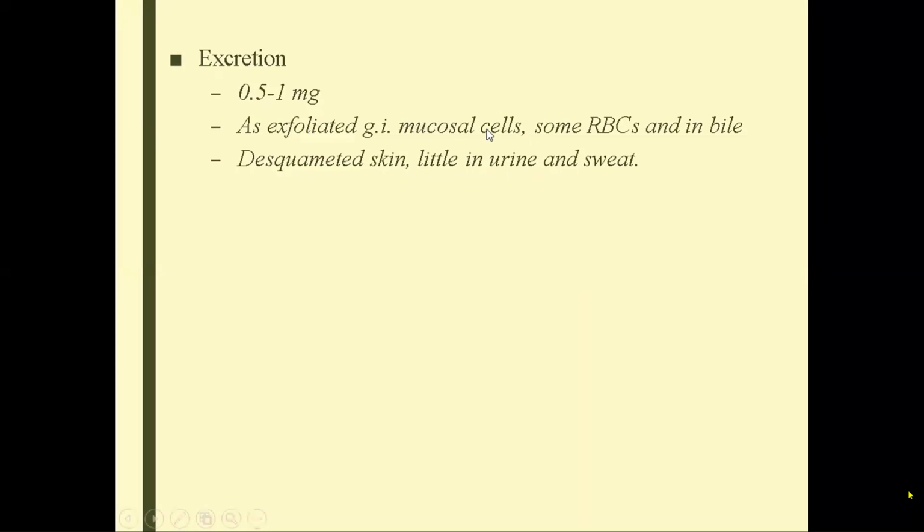The different routes of excretion are, one, mucosal cells, then some red blood cells as blood loss, and in bile also. And sometimes in desquamated skin, and very little in urine and sweat. Desquamation is like exfoliation, so in exfoliated skin the iron may be lost, in a very little amount. So these are different routes of excretion of iron.